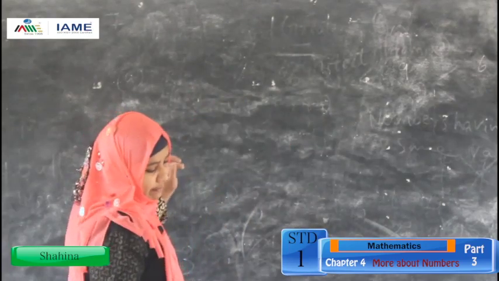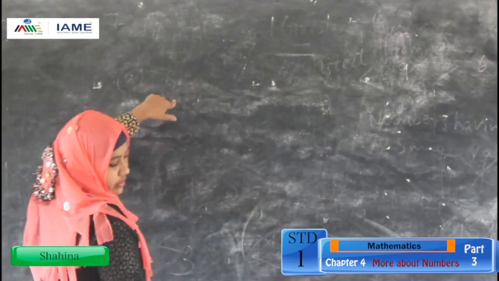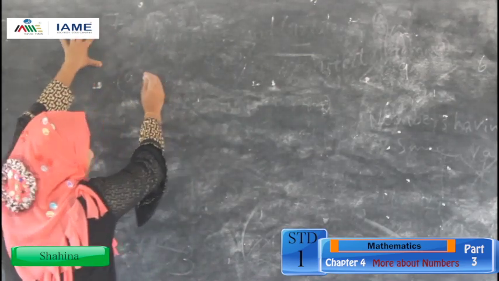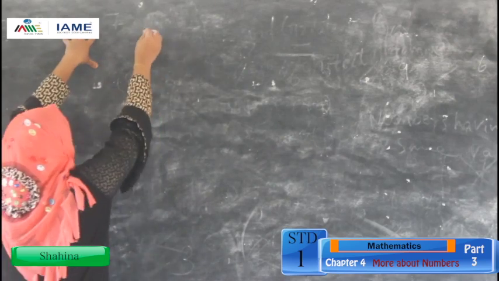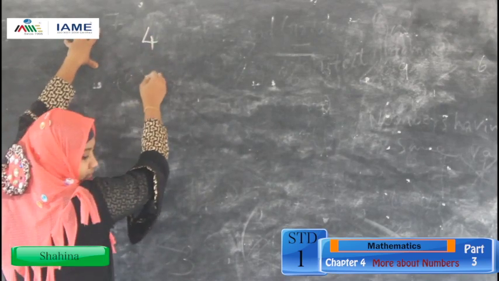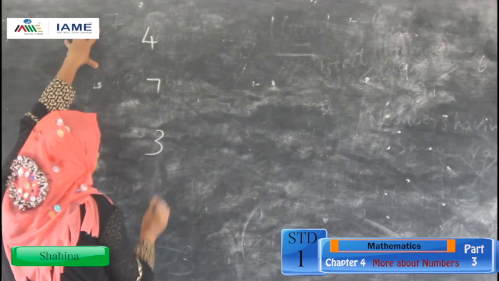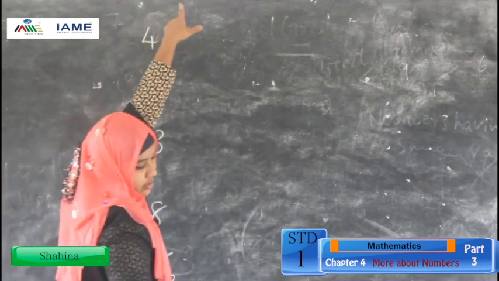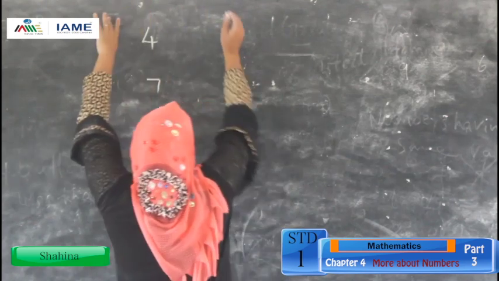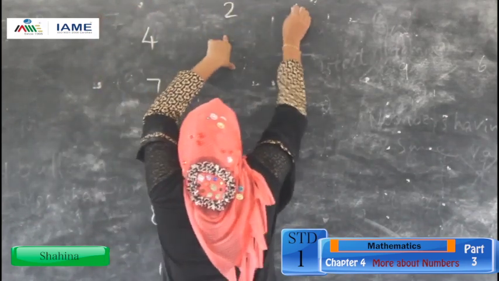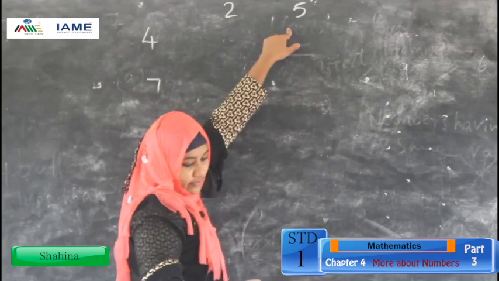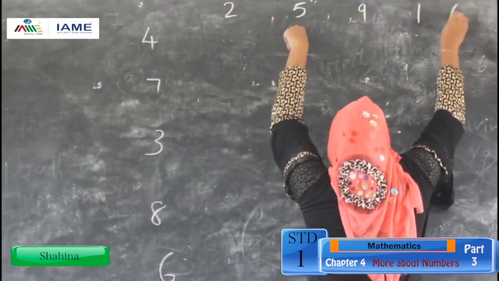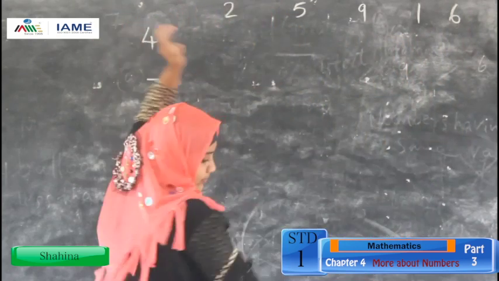Which are the numbers given in the left side? Yes, 4, 7, 3, 8, 6. And on the top, which are the numbers given? 2, 5, 9, 1, 6. Okay.